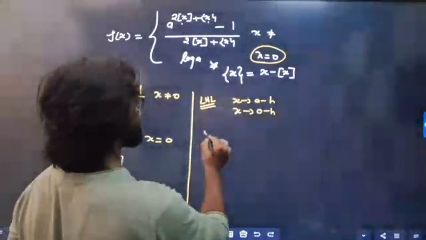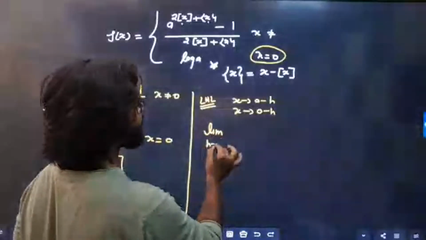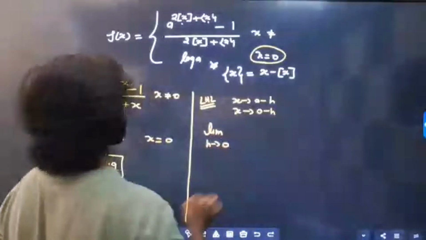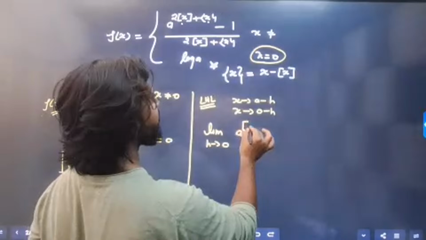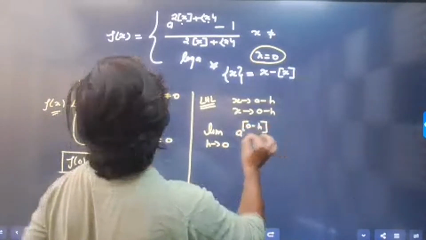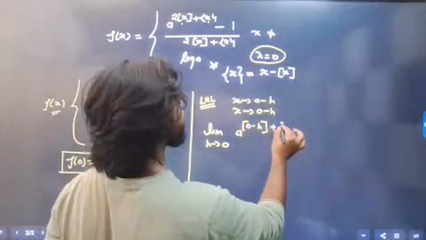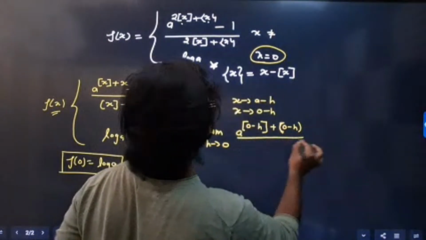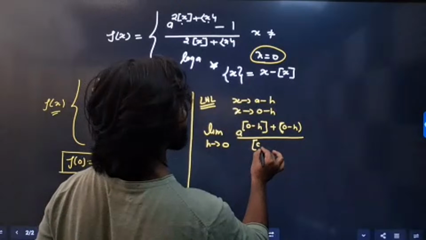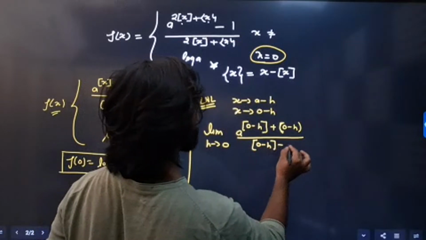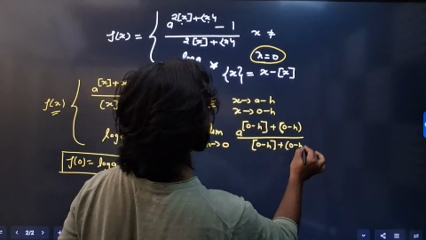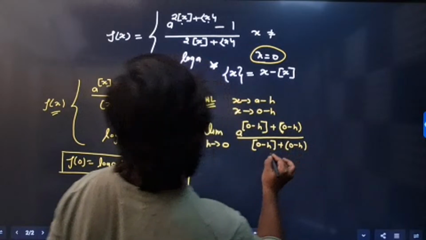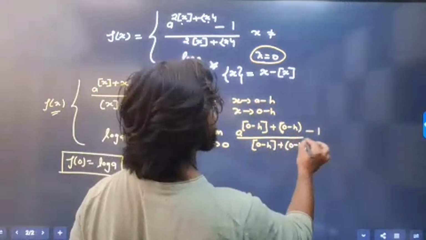Okay, so LHL, limit h tends to 0, a to the power greatest integer function of 0 minus h plus x, where x means 0 minus h, divided by greatest integer function of 0 minus h plus 0 minus h, and there is minus 1.